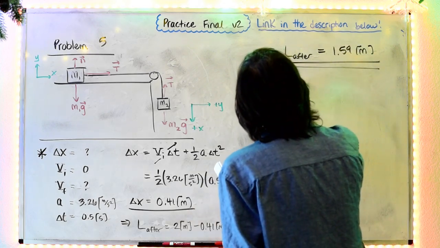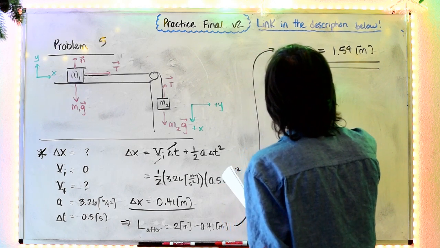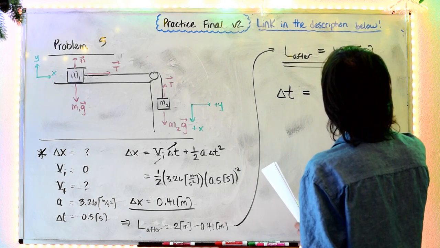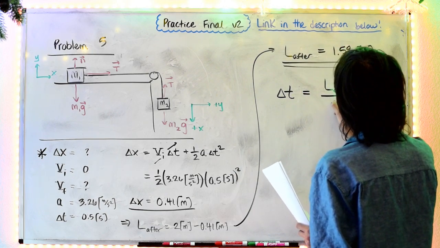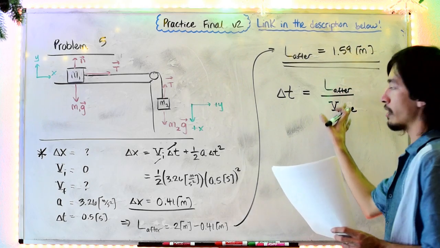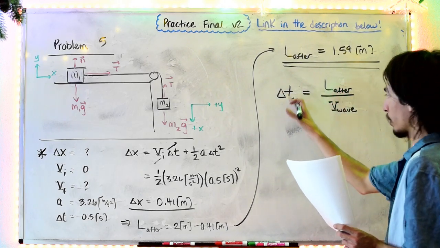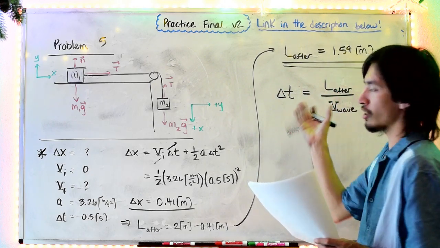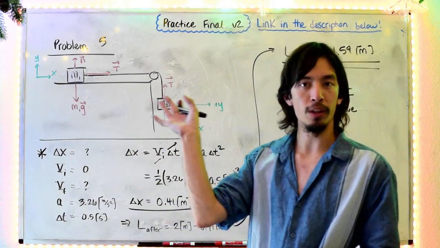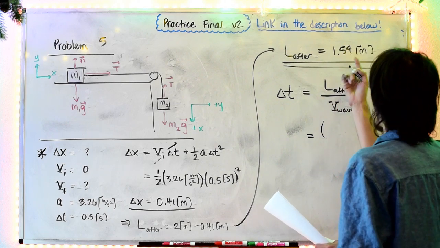Now, the time that it takes to travel is just simply the distance divided by the speed of the wave. This is just velocity equals distance over time, but rearranged for the time. And this is how much time it will take for the wave pulse to propagate the entire length of the string.